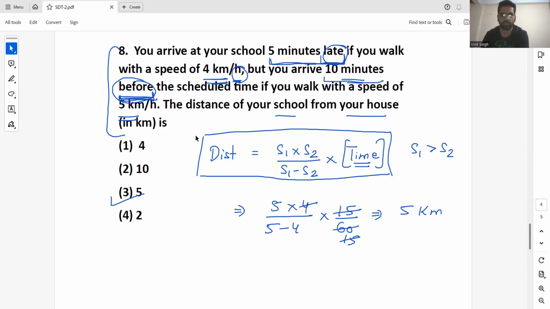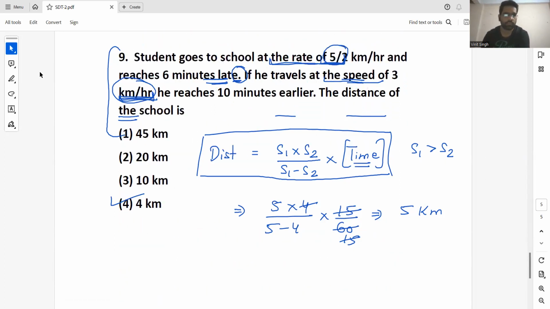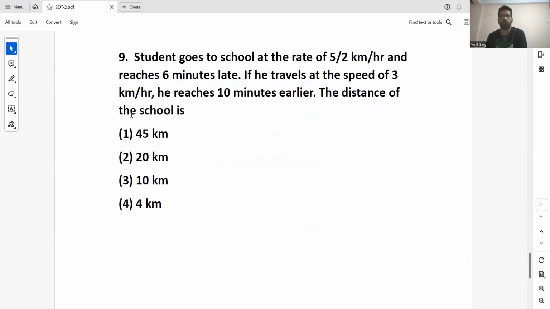Now, next question. A student goes to school at the rate of 5 by 2 km per hour and reaches 6 minutes late. If he travels at the speed of 3 km per hour, he reaches 10 minutes earlier. The distance of school from his home we have to find. The same question is there.